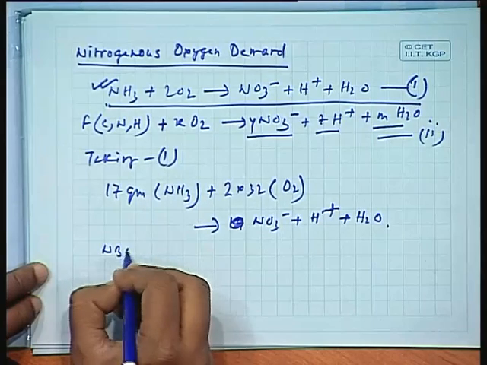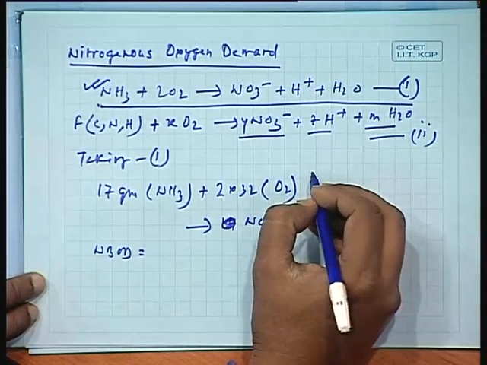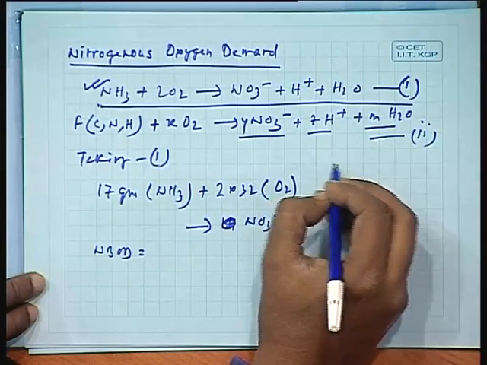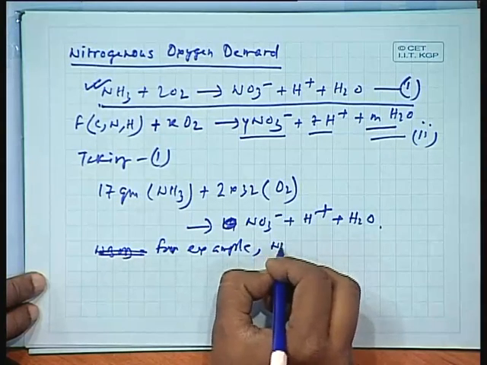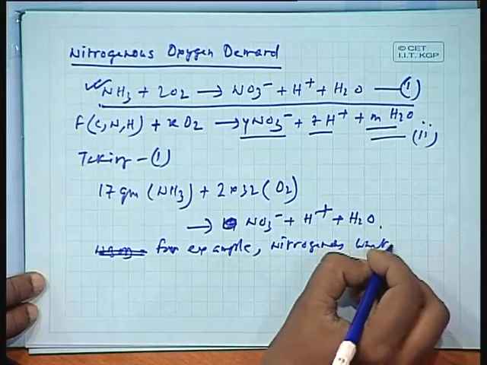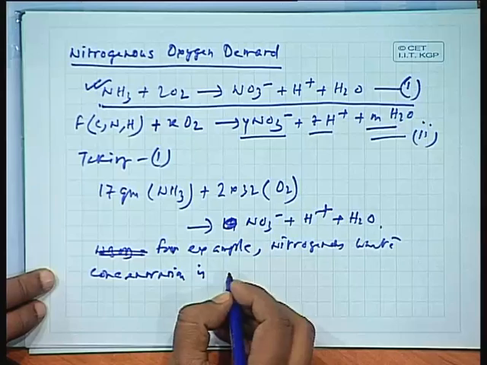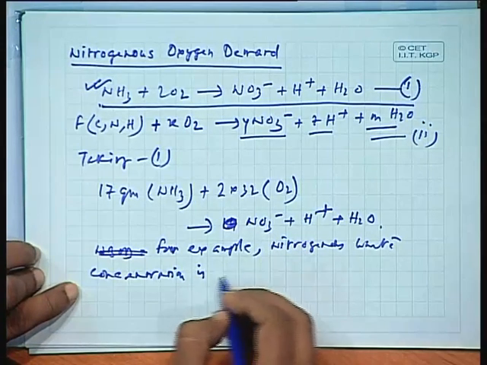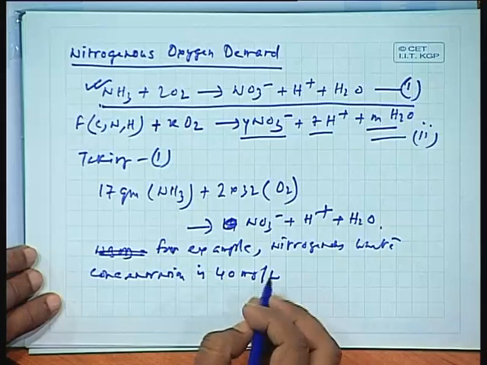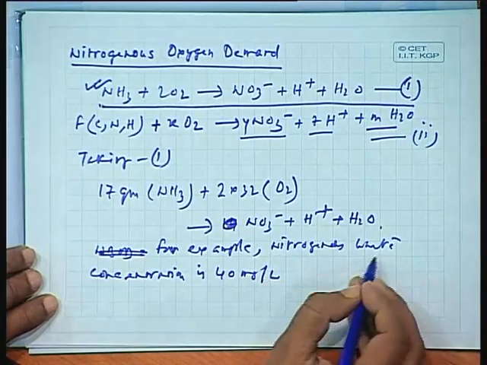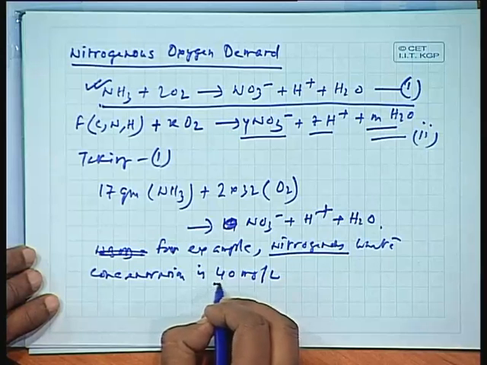So NBOD can be found out if the milligram of the waste is given. Say, for example, the nitrogenous waste concentration is 40 milligram per liter. We have found out carbonaceous waste, we have found out nitrogenous waste, and the nitrogenous waste concentration is 40 milligrams per liter.